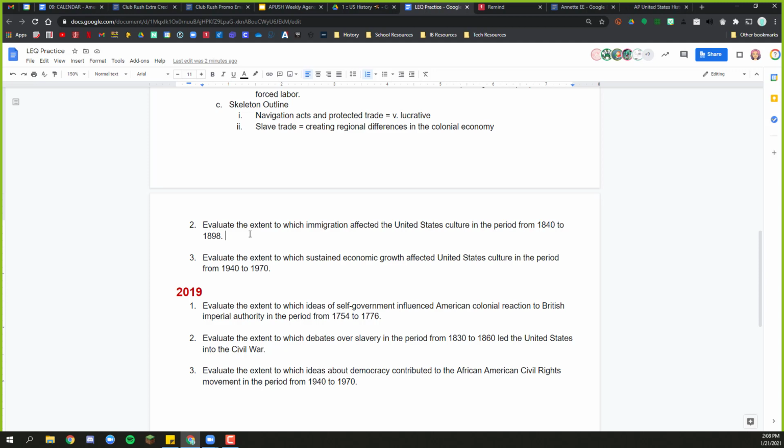We're looking at how immigrants influenced people who were coming in to the country in terms of how they affected our economy, how they affected society and society's response to them. That can all be part of that discussion as well.